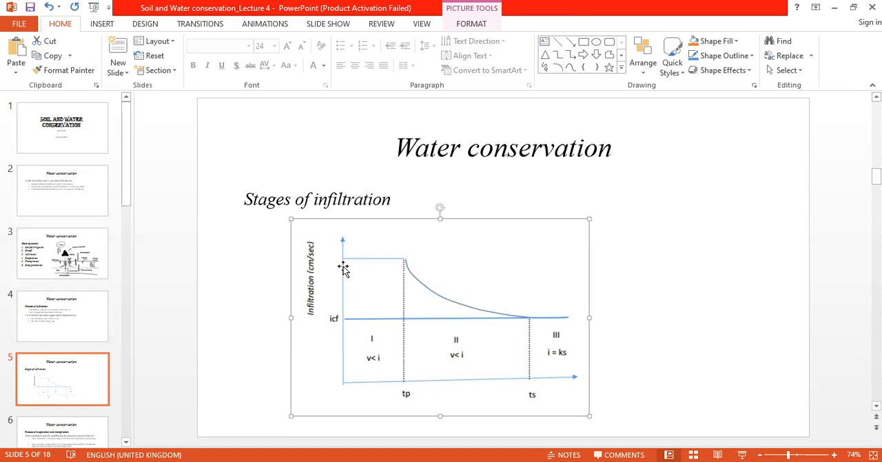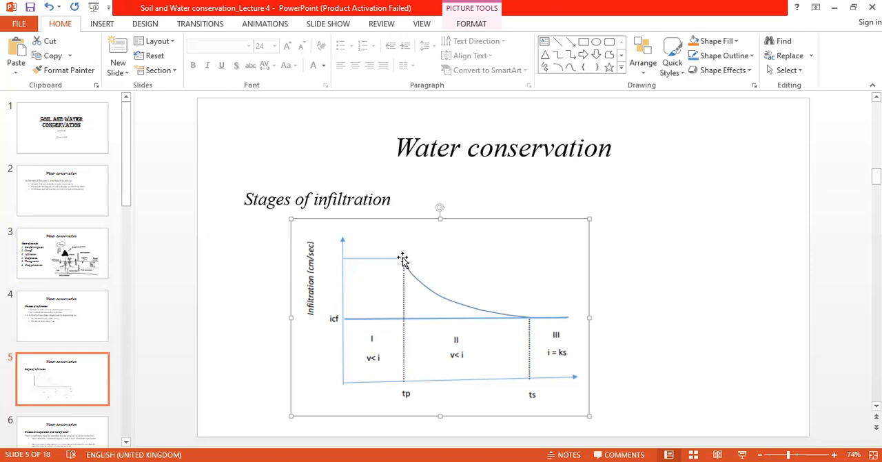So if this is the rate of irrigation, the y-axis, then the x-axis is time. If you start at time 0, you start to irrigate at a rate up to here. You keep your irrigation rate constant. You find that as you irrigate, the infiltration in the soil will be equal to the irrigation rate.